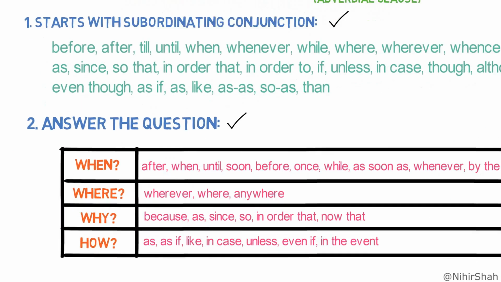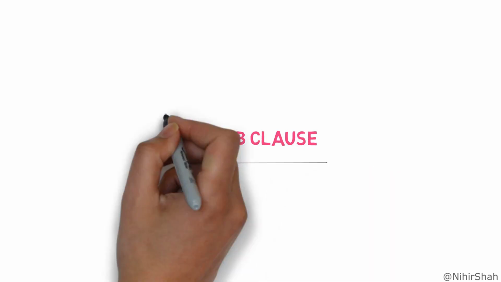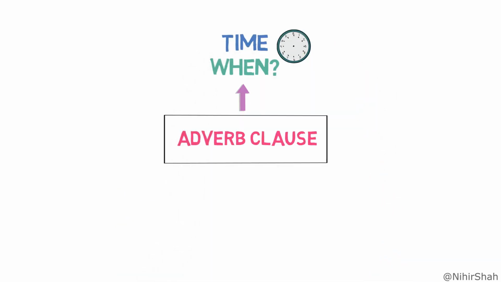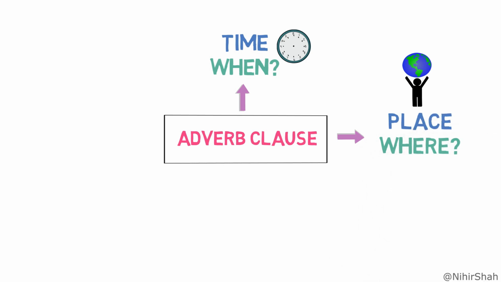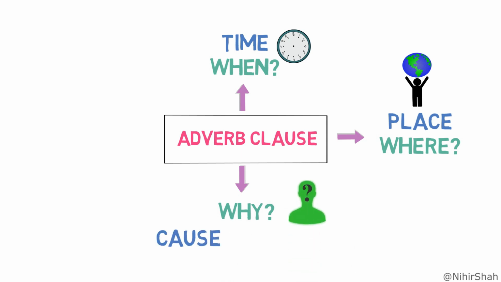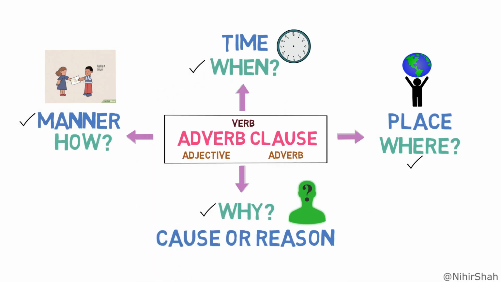We saw that an adverb clause generally describes four things about the action, and depending on that, it is classified into four types. If the adverb clause describes when an action happened, then it's an adverb clause of time. If the adverb clause describes where an action happened, then it's an adverb clause of place. If the adverb clause describes why an action happened, then it's an adverb clause of cause or reason. If the adverb clause describes how an action happened, then it's an adverb clause of manner. Please note that instead of action or verb, adverb clause can also describe adjective and other adverbs. Now, let me give you examples of each of them.